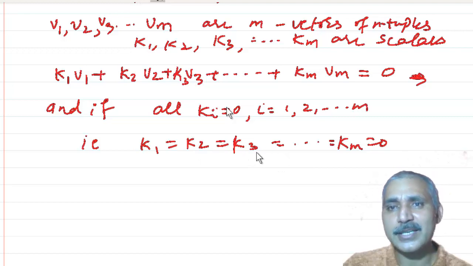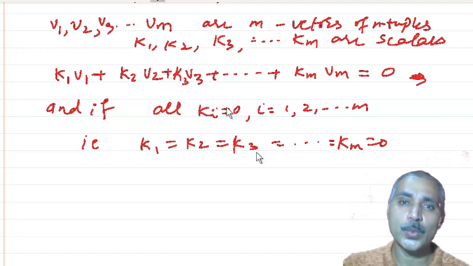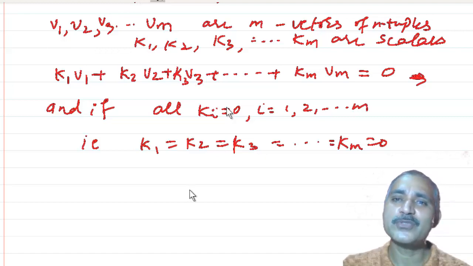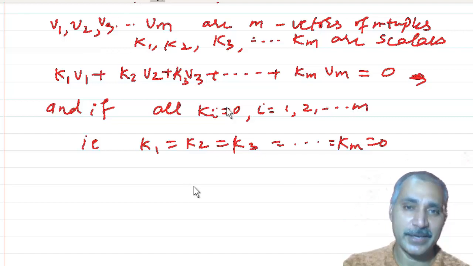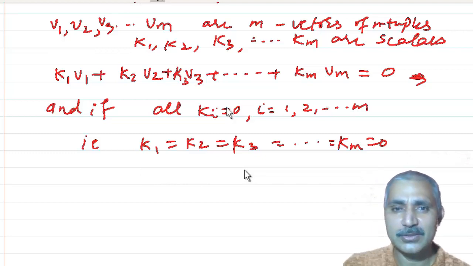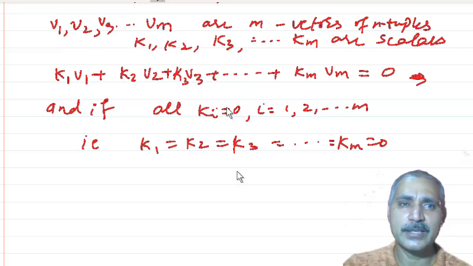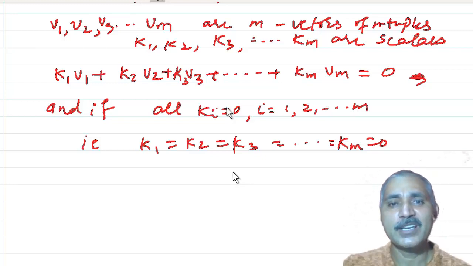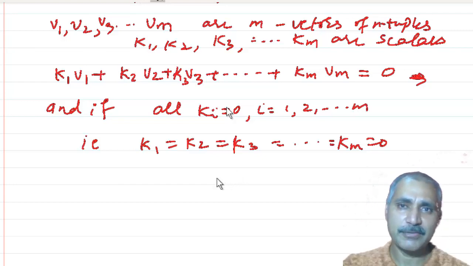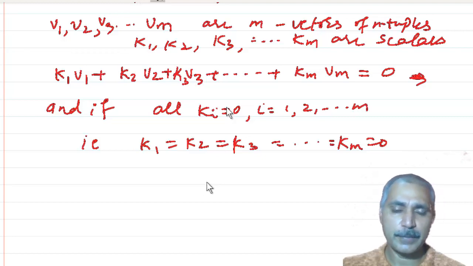If all are 0, then it is linearly independent. If any of them, or at least one of them, becomes non-zero, then the given set of vectors will become linearly dependent. Always remember, if any of these given k2, k3, km becomes non-zero, then this given set of vectors v1, v2, vm will become linearly dependent. So that is the difference between a linearly independent set of vectors and a linearly dependent set of vectors.